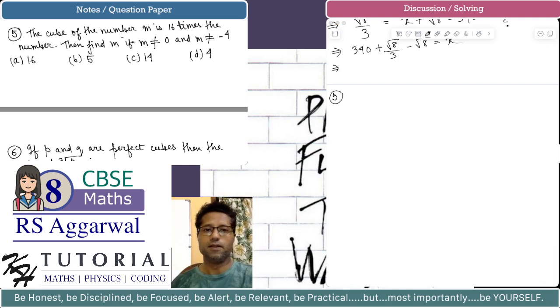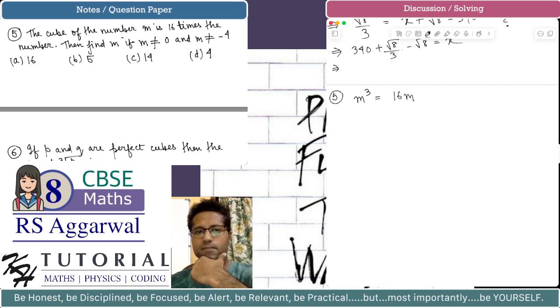The cube of the number m is 16 times the number. The cube of the number m, there is a number m, its cube is m cube. It is said that the cube of the number m is 16 times the number. So it will be 16 times m. Then find m if it is given that m not equals to 0 and m not equals to minus 4.